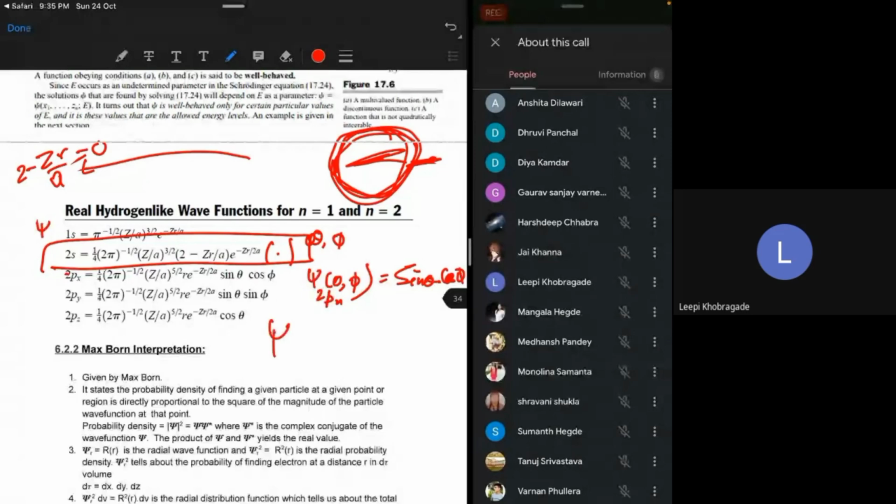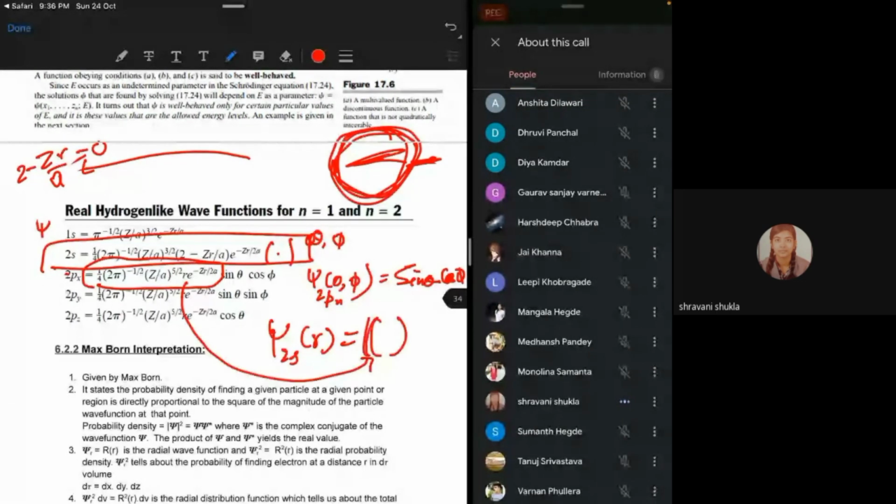And what is the psi 2s radial function? It's 1 by 4 root 2 pi into (Z by a) whole to the power 3 by 2, and till e raised to the power minus zr by 2a. So basically a big constant, something, and r into e power minus zr upon 2a, right? Well done. So this is it, guys.